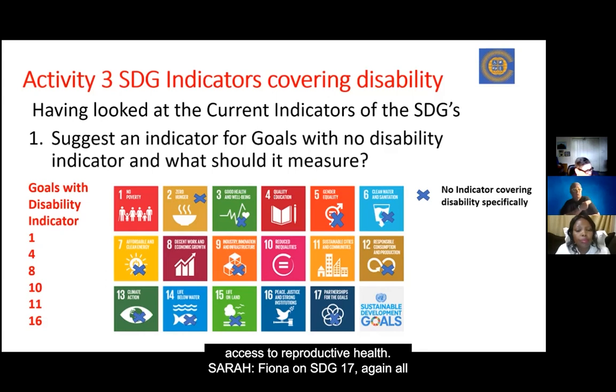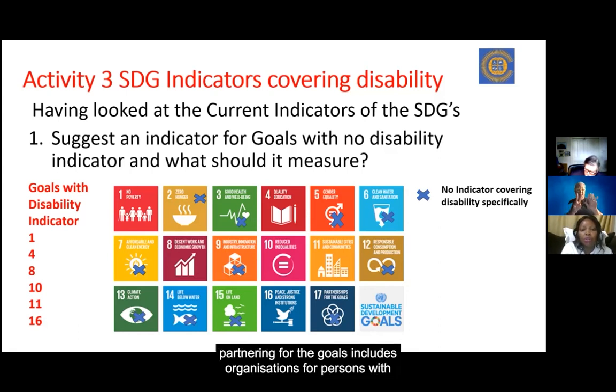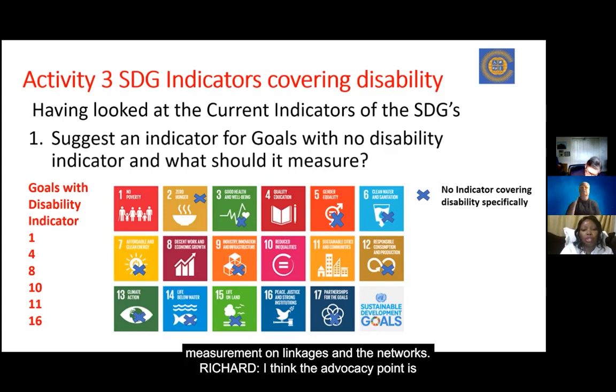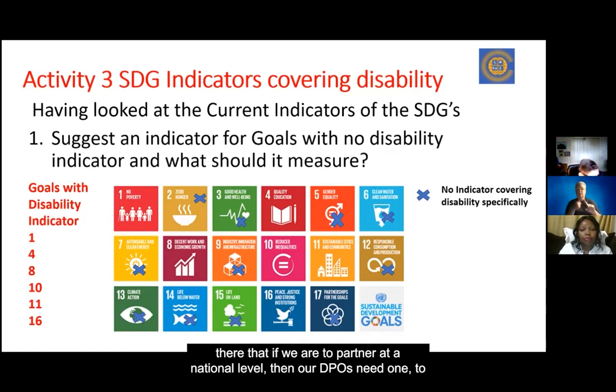We have one from Fiona Akulu Okelo on SDG 17, again, all partnering for the goals, including organizations for persons with disabilities in order for their voices to be heard. So there should be maybe measurement on the linkages and the networks. Yeah, for partnering. Advocacy point is there that if we are to partner at a national level, then our DPOs need, one, to have a base of local organizations that can gather views and information for us. So they need some sustenance so that they can do that.